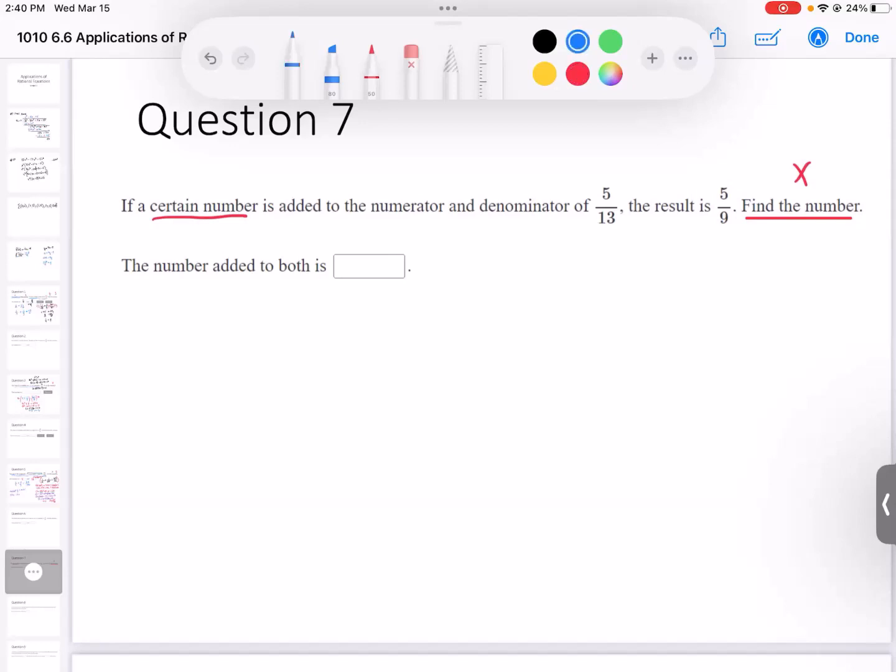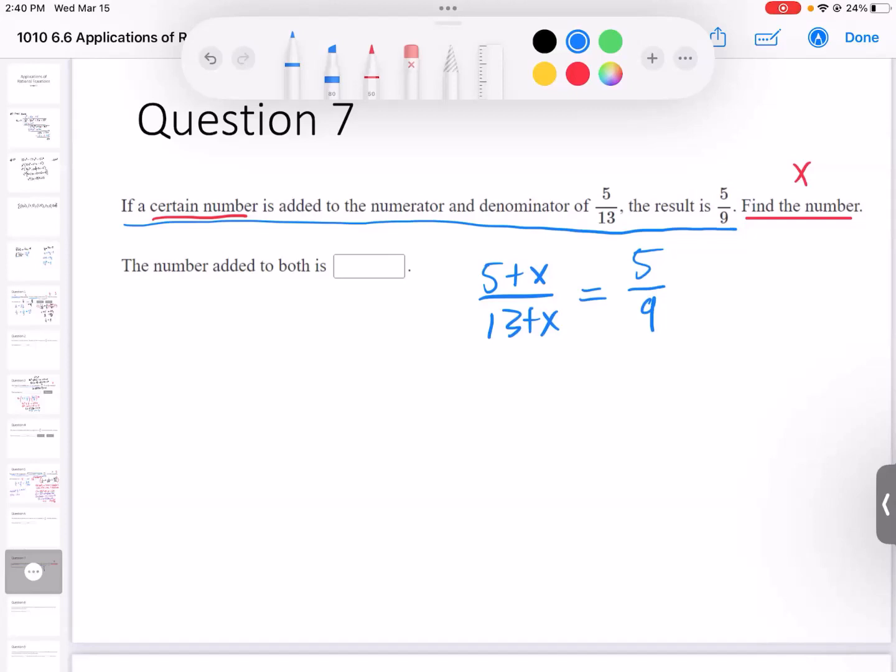And then we say, okay, they said if that number is added to the numerator and denominator of 5/13, so that would be 5 plus X over 13 plus X, because that's adding it to the numerator and the denominator. They're saying that that is 5/9. And so that would be the way you'd set it up. And then to solve it, you would multiply both sides by 9 to cancel out the 9s and the 13 plus X as well. And then you go through and solve it like how we've been doing all the other ones. That would be the setup.